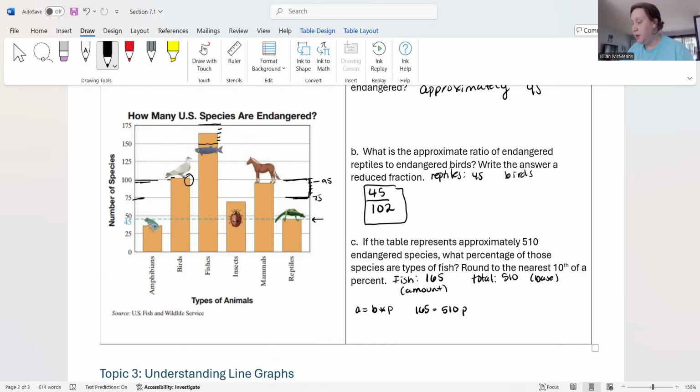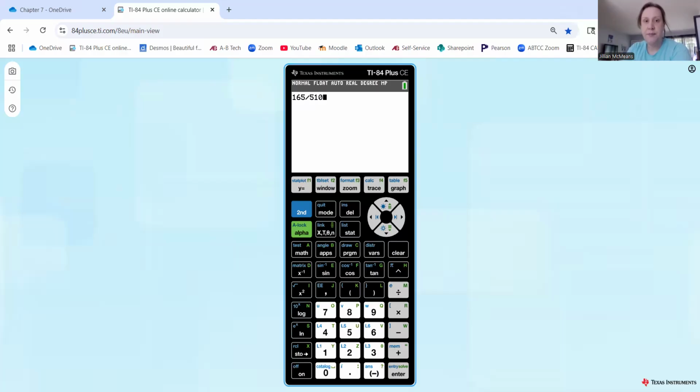So in order to solve for P, we want to divide both sides by 510. 510 divided by itself just divides out to be 1. So we get 1 times P equals, well, 165 divided by 510. And we're going to mosey on over to the calculator. So let's see, do I have it up? Yes. So what was that? 165. Hold on, let me actually go back to my worksheet. 165 divided by 510.